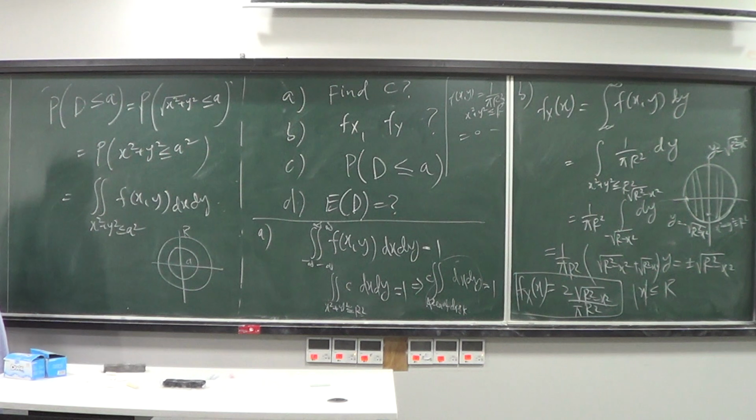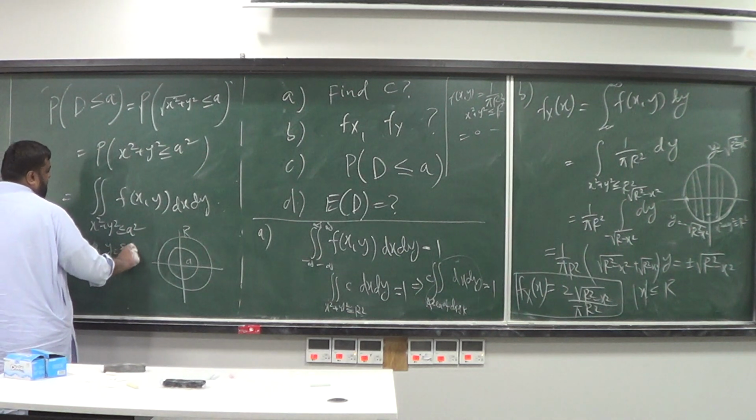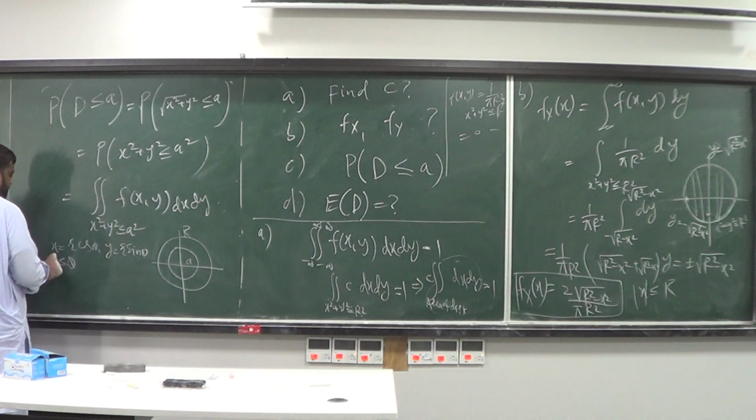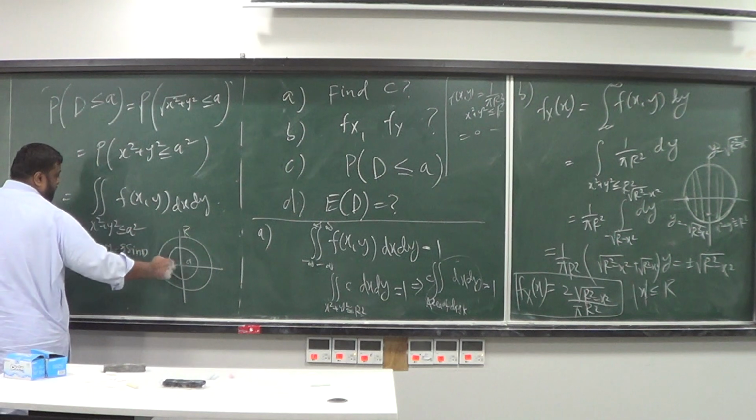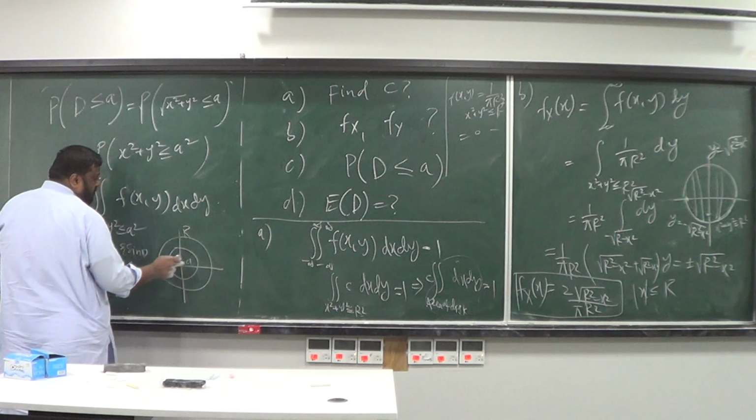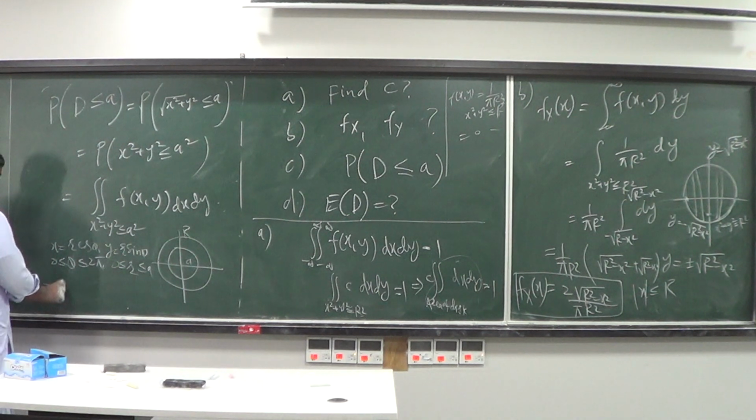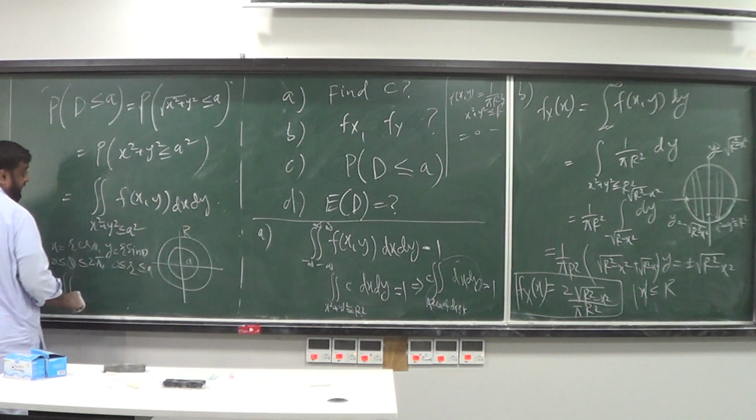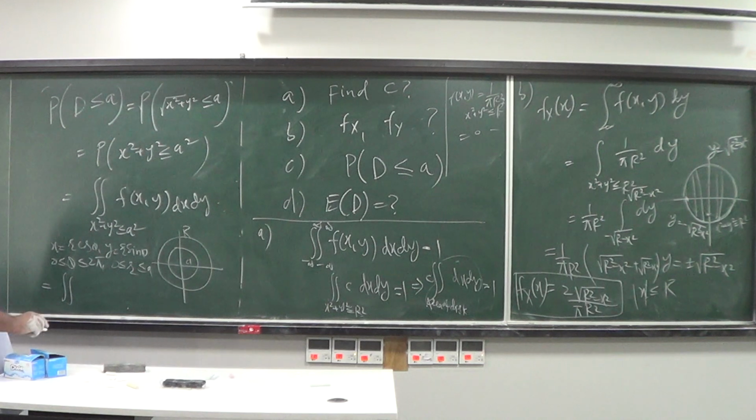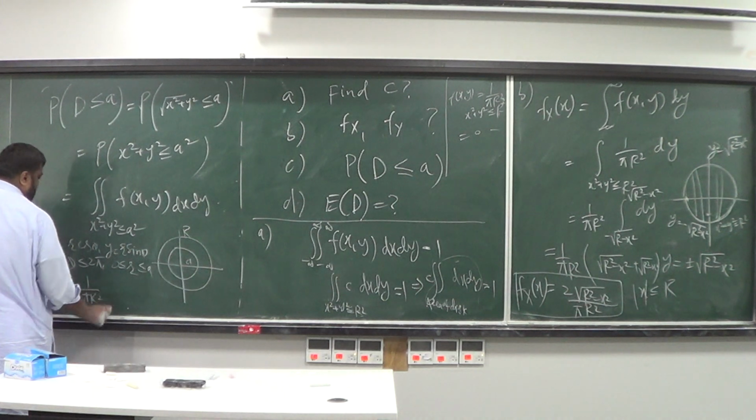And how can I compute it? How can I compute this integral? Again, I can use my polar coordinates, x equals r cos theta, y equals r sin theta. My theta goes between 0 to 2 pi, so it's the entire circle, the small circle, okay? And r can be anything between 0 to A. So what would be the limits? First of all, the PDF is 1 over pi r square. Okay, so it's going to be 1 over pi r square.